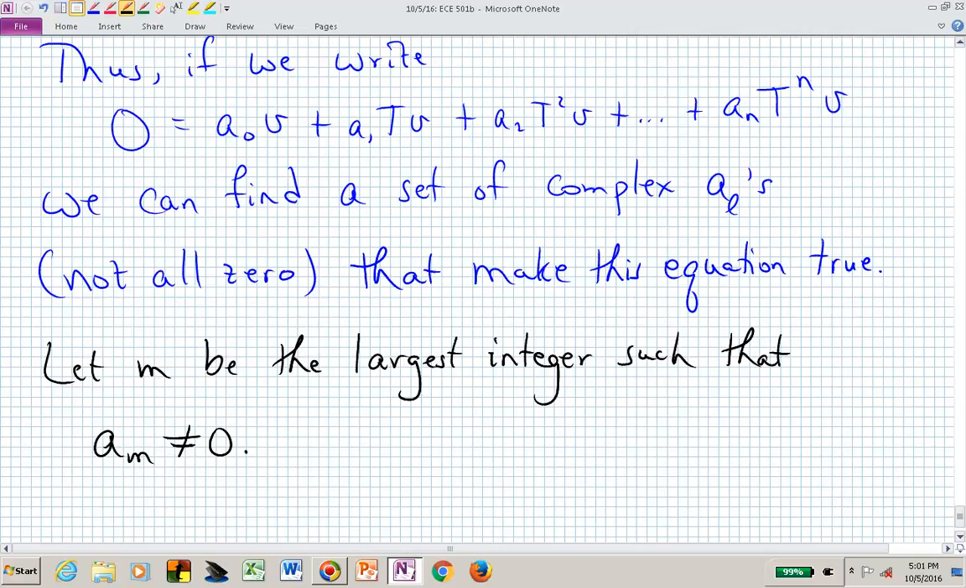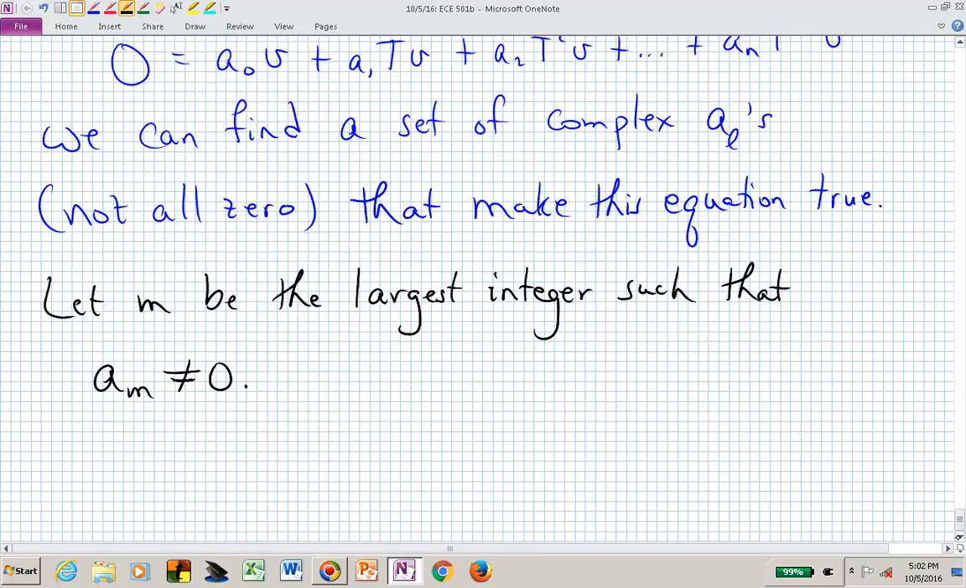So we're saying that some of those a's may turn out to be 0, but we know that some of them are not, and we've now ordered this such that a sub m is the largest integer that's not equal to 0. Going back to our numbers, we said little n was 10, didn't we? So maybe m is 6. Maybe a7, a8, a9, a10 are all 0. That's what this is saying. So let m be the largest integer such that a sub m is not equal to 0.